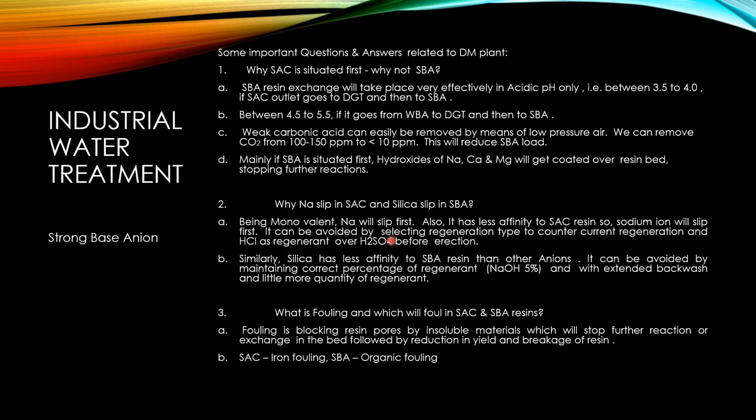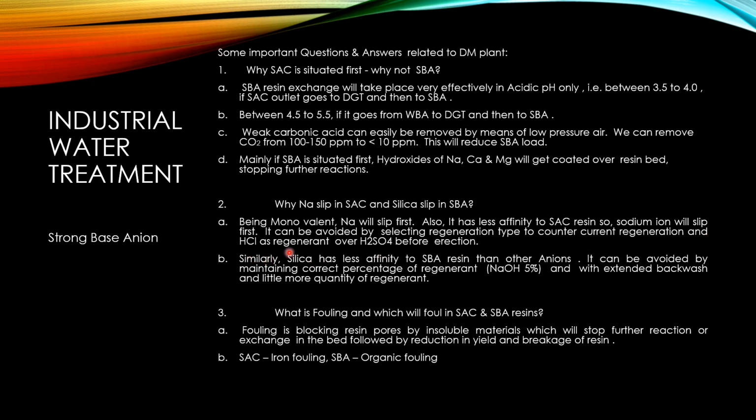It can be avoided by selecting countercurrent regeneration and HCl as regenerant instead of H2SO4 before erection. Before selecting or erecting the plant, we have to select the method based on the load in the raw water. So if you don't want any problem in the boiler due to sodium slip, which will cause caustic embrittlement, we have to go for countercurrent regeneration, and the arrangement should be made for countercurrent regeneration.